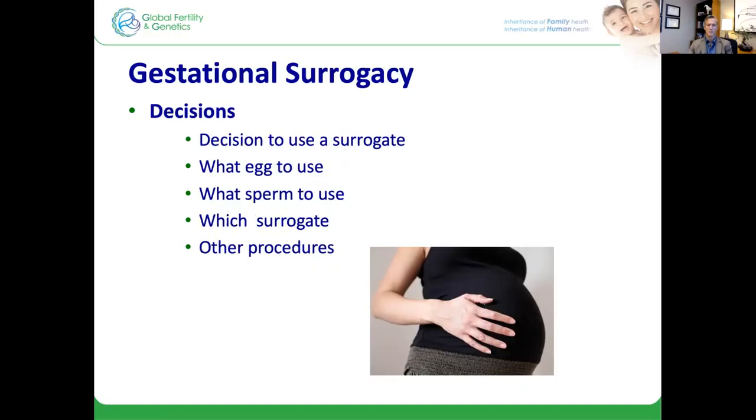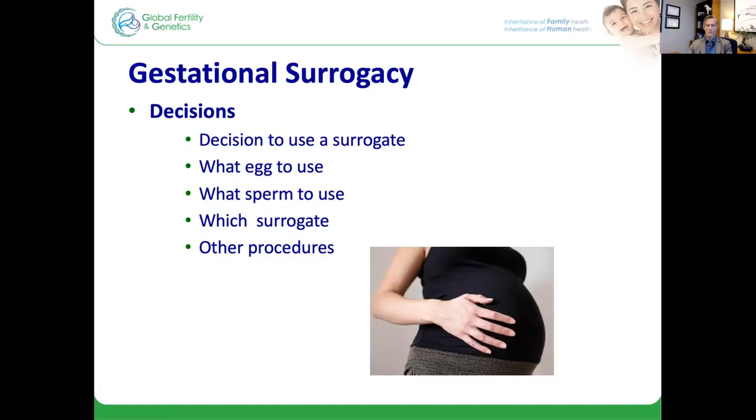The first step in this process is probably decision. That is the most difficult hurdle, to make a decision what to do. Like a decision if we're going to use a surrogate or not, if we're even going to go through this process. Then there will be other decisions after we decide to go with a surrogate, which is which egg to use, what type of egg. Are we using the egg of the partner or the wife or the girlfriend, or are we using an egg from a donor because we cannot use the partner's egg?